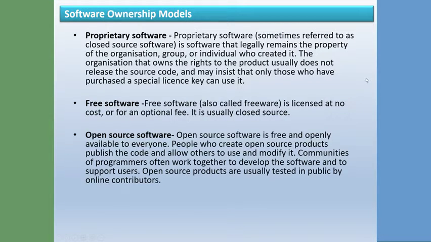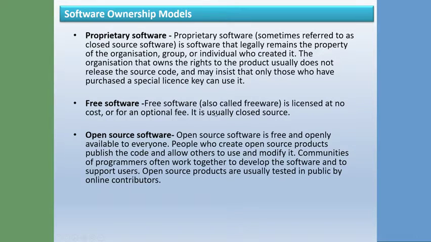The different types of software ownership models that we can talk about, I'll very briefly go through these. So proprietary software, that's software that legally remains property of the organisation who made it. So Microsoft make, obviously, Windows and Office. You do not have the option to edit that software. The source code, the code behind it, is closed off. You don't have the ability to edit that. And you buy license keys to enable you to use the software.